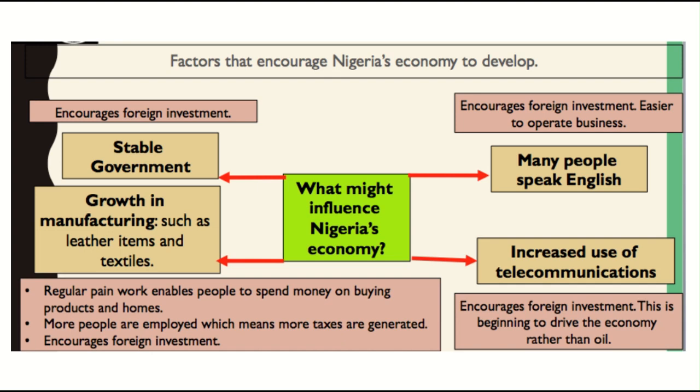And Nigeria really wants to promote itself as a country and has many things that encourage it to develop. So firstly, most people in Nigeria actually speak very good English, and that encourages foreign investment, making it easier to operate business. They have overall a fairly stable government. We'll come on to that later, which encourages foreign investment. And they've had a huge growth in manufacturing, in particular in oil, which can lead to multiplier effects, and the increased use of telecommunications, which is beginning to drive the economy in addition to oil.